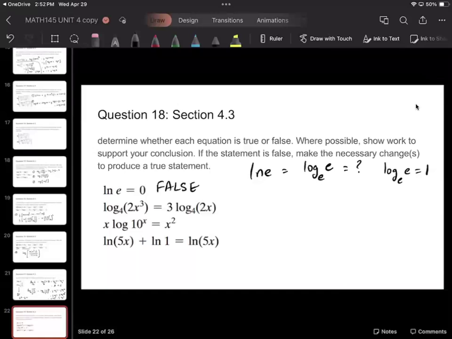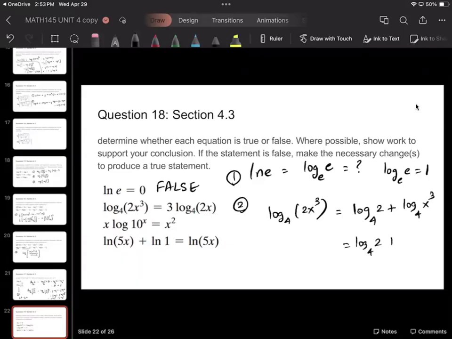Okay. Second one, let us try to expand this and see what happens. When I expand using the product rule, I will get this, right? And if I expand it further, I will get this. This is my left hand side. My right hand side, when I condense, becomes log base 4 of (2x) the whole cubed. (2x) the whole cubed is not 2x cubed, right? So again, this is false.